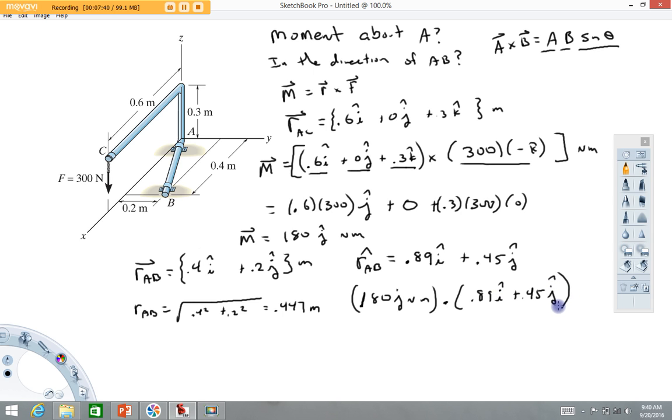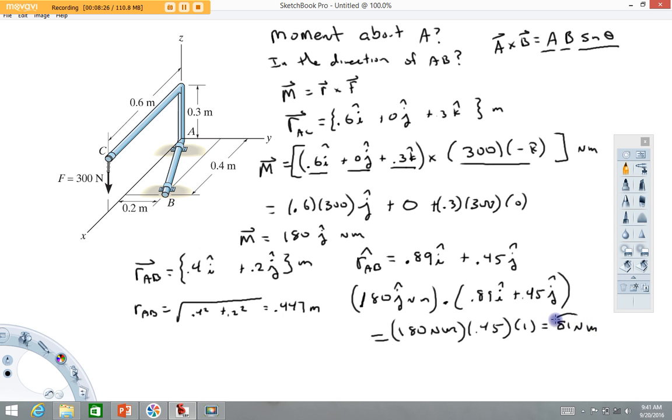And when we do the dot product now, remember, when we do this first product, it's going to be 180 times 0.89, but j dot i is 0 because the angle between them is 90 degrees. Remember that with a dot product, a dot b is magnitude of a, magnitude of b, cosine of the angle between them. But the angle between j and i is 90 degrees. So when we do this dot product, what survives is the 180 Newton meter times 0.45, and then j dot j is 1. I'll go ahead and put the 1 there, and when we multiply this out, we get about 81 Newton meter.